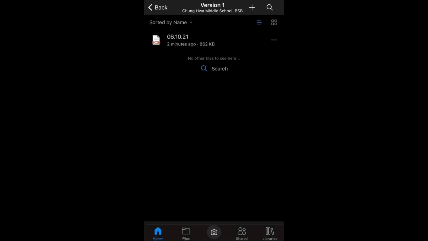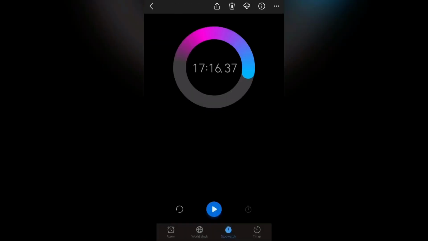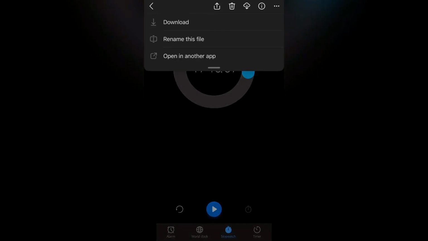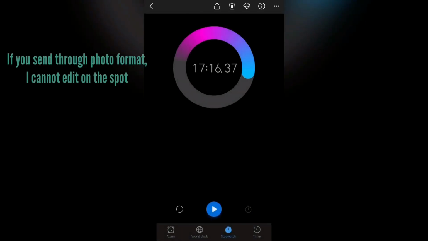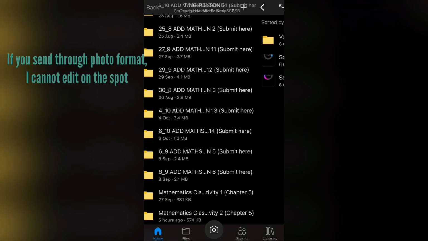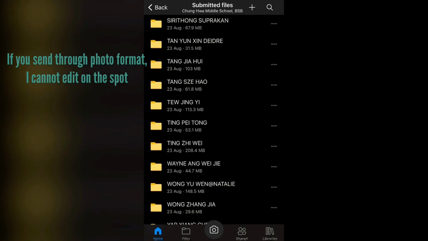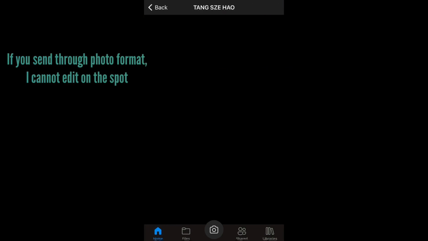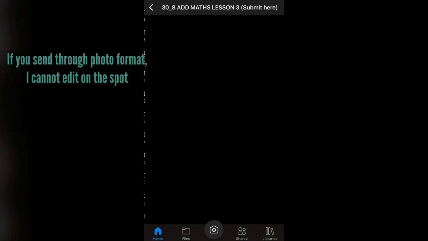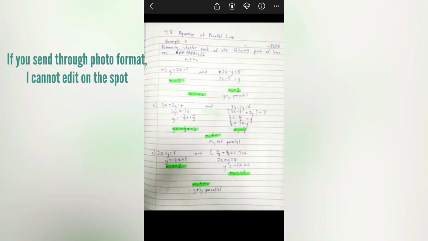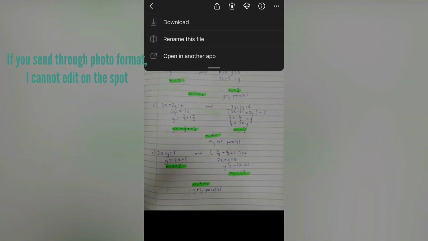But if you send to me through picture, for example this, of course you can send through picture, no problem, I can see. It's just that when I check, I cannot edit at all. So I can only reply to you through feedback. So it's better for you to send to me through PDF file. For example, this picture, I cannot edit at all.